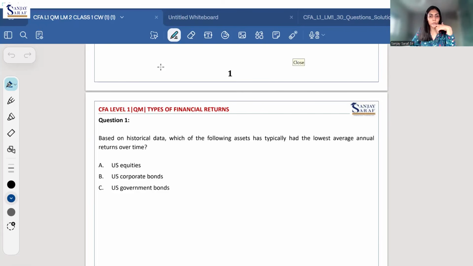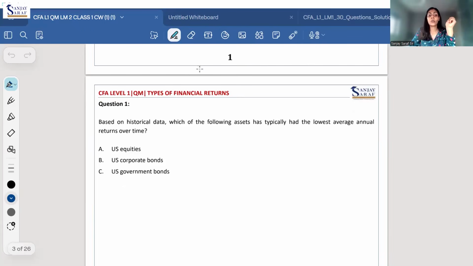Great. Let's move to our questions. Question 1. Based on historical data, and please, I want all of you to participate क्योंकि बहुत easy questions हैं. Based on historical data, which of the following assets has typically had lowest average annual returns over time? So US equity, US corporate bonds, US government bonds में से.